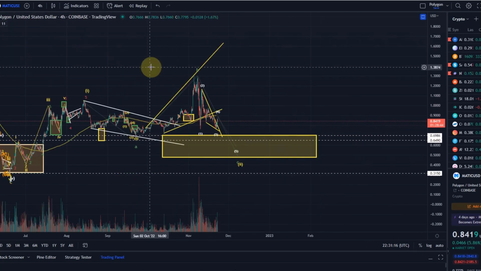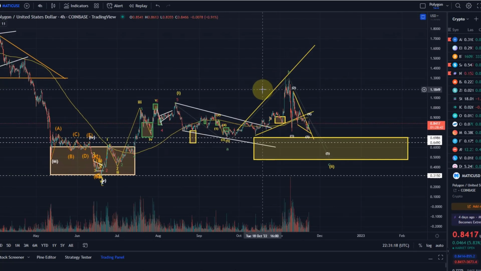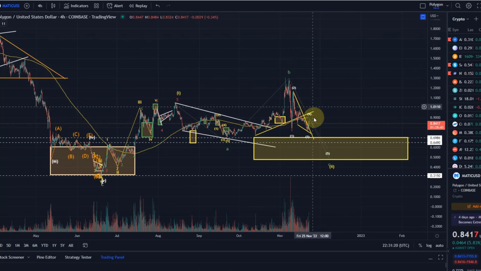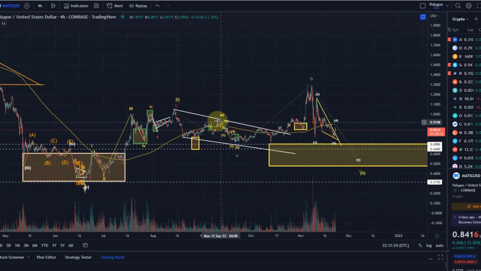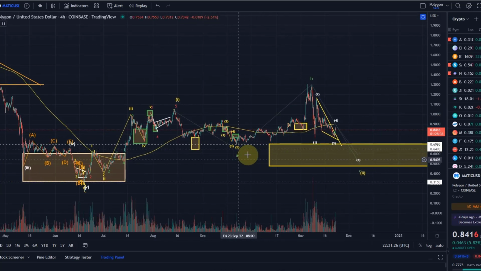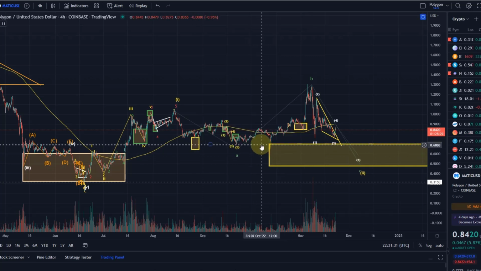This is the Polygon MATIC chart. What I will do, I will take these lines out now. They're not very helpful anymore. So they were helpful, they are not anymore. Also take this channel out, it just makes it all a bit cluttered. Take that out as well, don't need it.